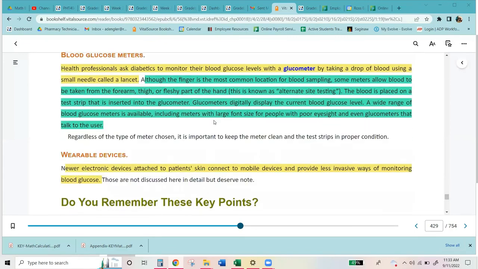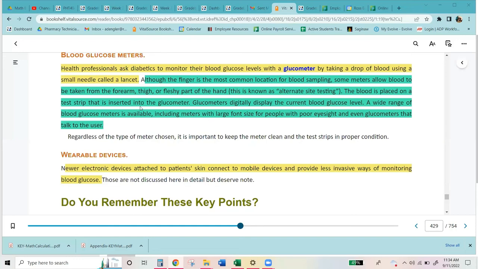And health professionals ask diabetics to monitor their blood glucose levels with a glucometer by taking a drop of blood using a small needle called the lancet. Although the finger is the most common location for blood sampling, some meters allow blood to be taken from the forearm, thigh, or fleshy part of the hands. This is known as alternative site testing. The blood is placed on a test strip that is inserted into the glucometer. They digitally display the current blood glucose level.